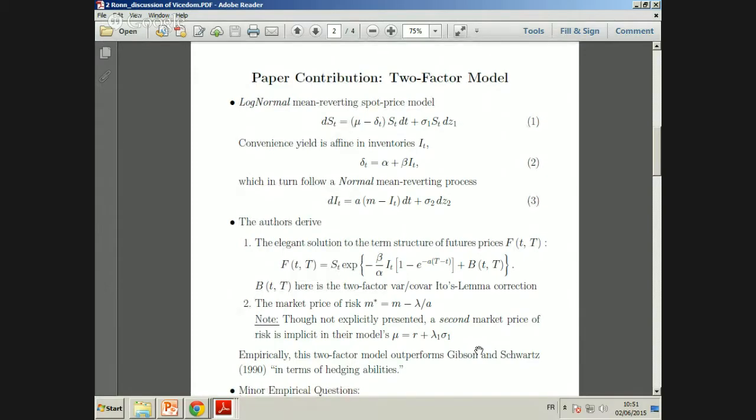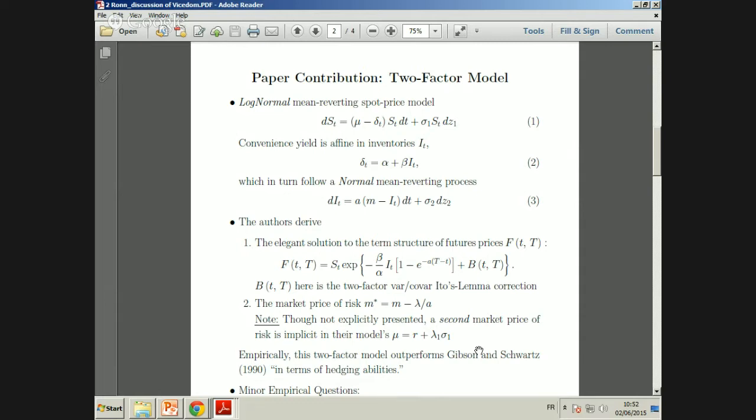So as Sebastian indeed presented to you, they have a two-factor model. The two-factor model is the traditional log normal mean reverting spot model, and then you see an affine relationship between the delta, which they put into a normal mean reverting process, and so inventories end up being the second factor, a normal mean reverting process.